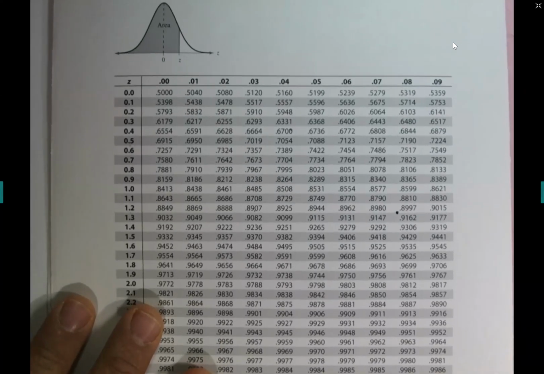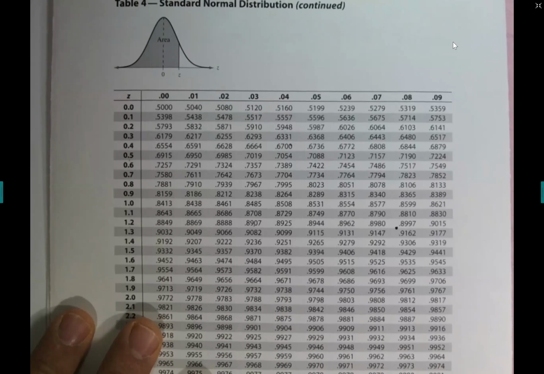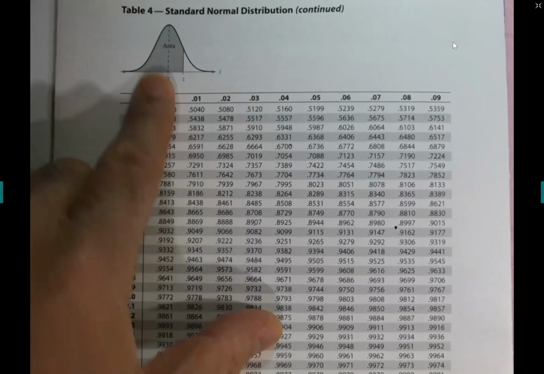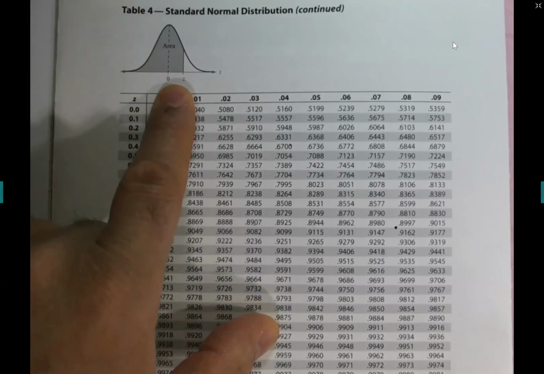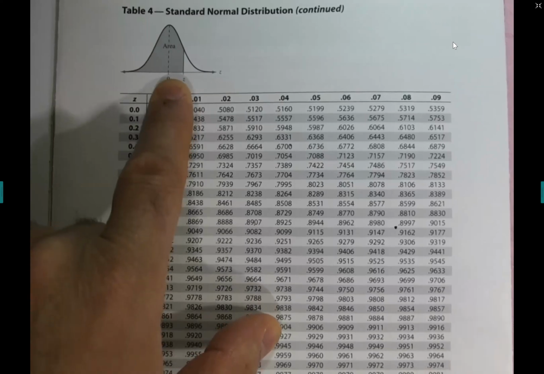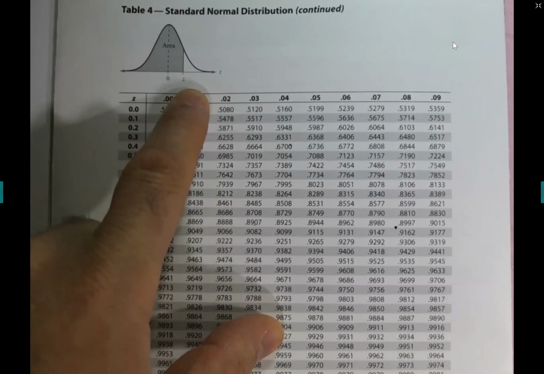This table is designed to give you the area to the left of a targeted z-score. And my targeted z-score is 1.15. Now, how do you know that this table is designed to give you area to the left? Look, it shades to the left of a z. What's my target? It's 1.15. So let me show you how to use the table.